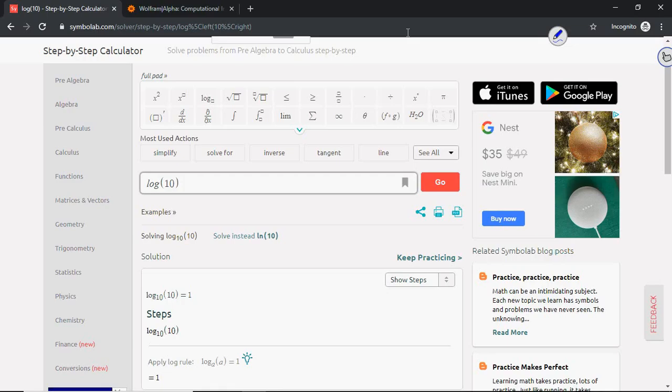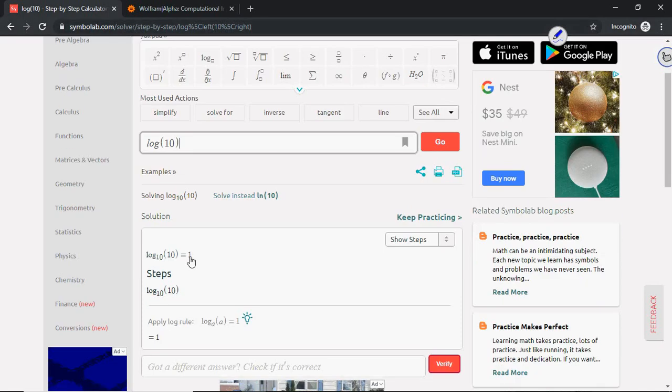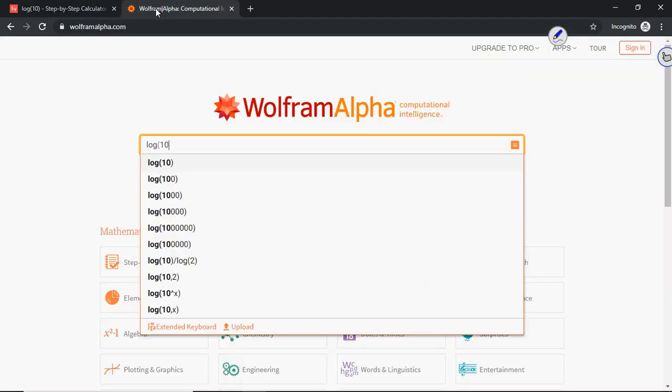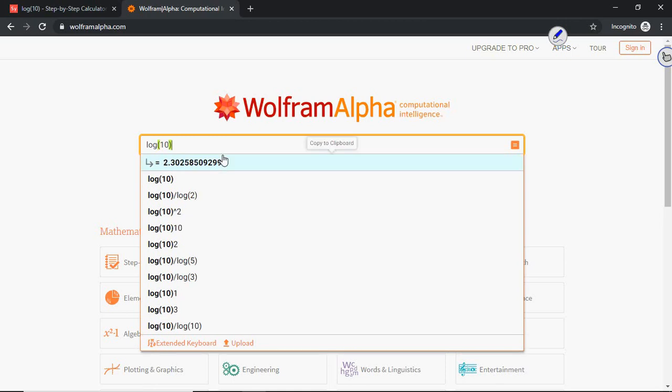But as with so many things, you need to be careful when you're out there on the internet, children. So here I am at Symbolab. I type log of 10. Hit enter. Oh, it tells you that it's 1. And that's what it should be, right? Because 10 to the power of 1 is 10. So I'm expecting log of 10 to equal 1. If I go over to Wolfram and I close this parenthesis, what? 2.3? What's going on here?